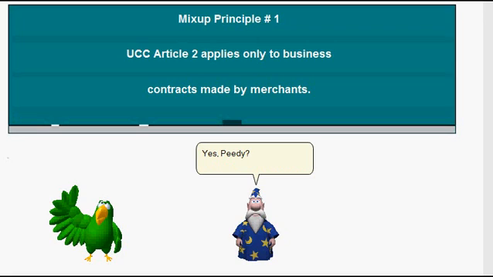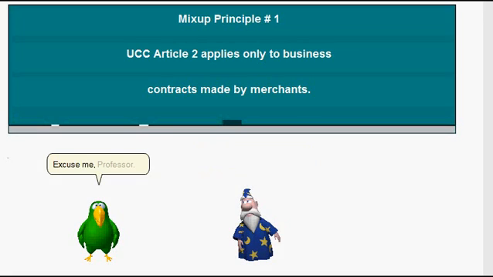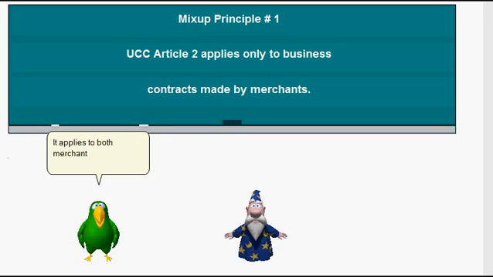Yes, Petey? What is your question? Excuse me, Professor. I thought we learned something else in class. I thought that Article 2 applies to all contracts for the sale of goods. It applies to both merchant and non-merchants. But it contains 14 sections that establish special rules for merchants.